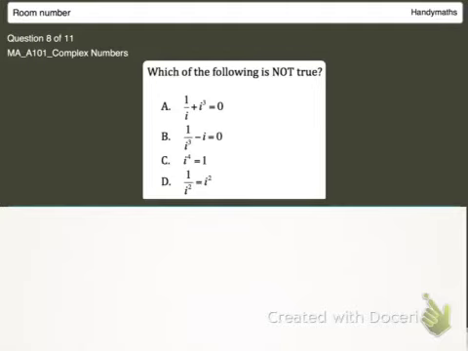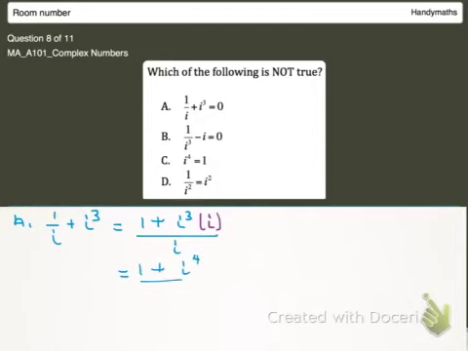Now question 8 asks us to find which of the following is not true. So we need to check each of these one by one. So let's check A. Note here I make the common denominator i. So the i to the cube needs to be multiplied by i and we end up with i to the 4.